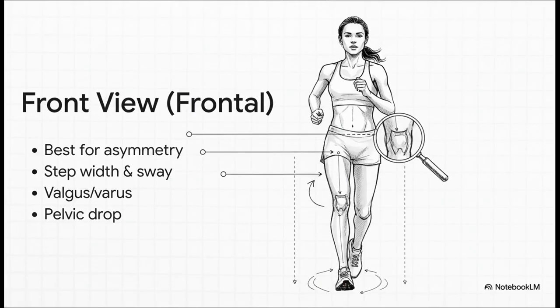Okay, first up, the front view. This one is all about capturing the frontal plane. And its real superpower? Assessing asymmetry. This is your absolute go-to for looking at things like step width, knee valgus or varus, and pelvic symmetry. You can ask questions like, are the hips dropping to one side? Is there a lot of lateral sway? The front view tells you all of that, plain and simple.